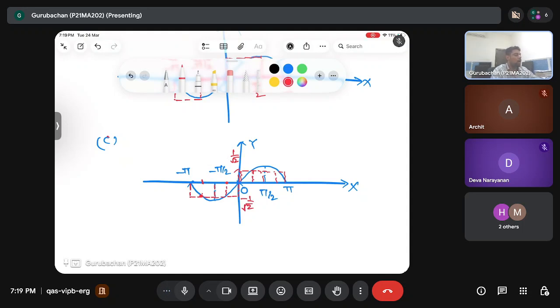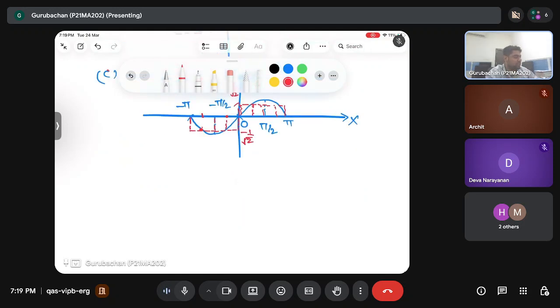I hope you got to know how we draw the rectangles and how we calculate the sum. We do the sum of them, and for an arbitrary partition we see that sum. So this is for the particular case of 4 subintervals only. Now let us do it for n subintervals.